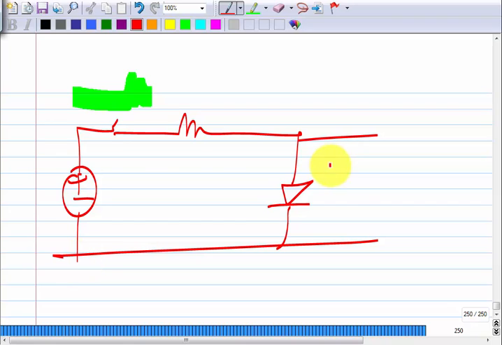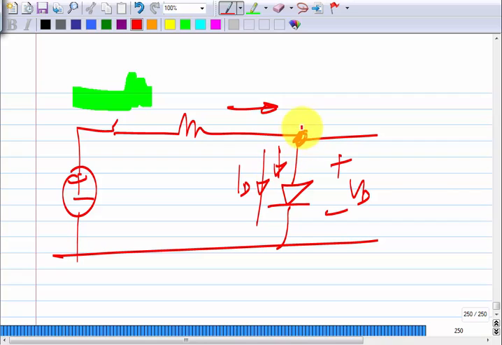Yeah, you pick some variables, maybe the diode voltage and the current. And what are the two equations? What do they correspond to? There is a KCL here which says that this current equals that current. You have to express both currents in terms of ID and VD and then solve for it.